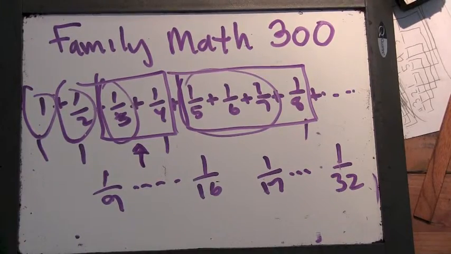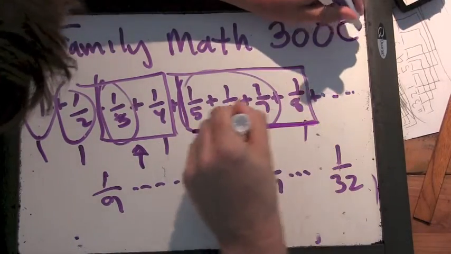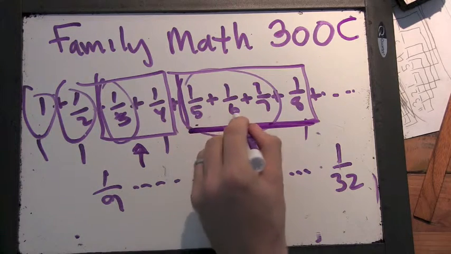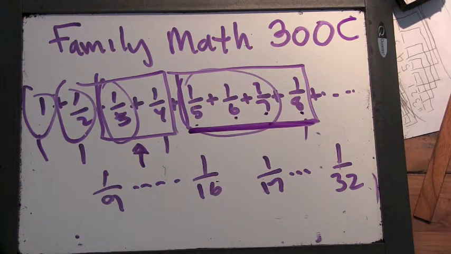Okay, so here's part C. We're looking at this sequence here: a fifth plus a sixth plus a seventh plus an eighth. And we're just trying to see, is that bigger than a half? Well, an eighth is 1/4 of a half, and all of these are bigger than an eighth. So this should be bigger than a half.